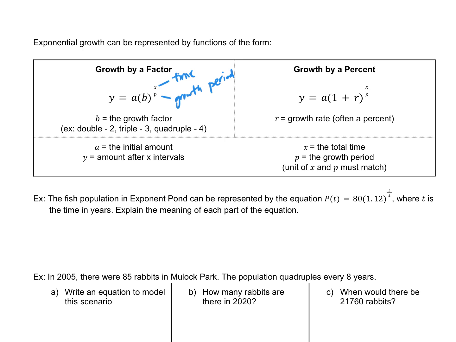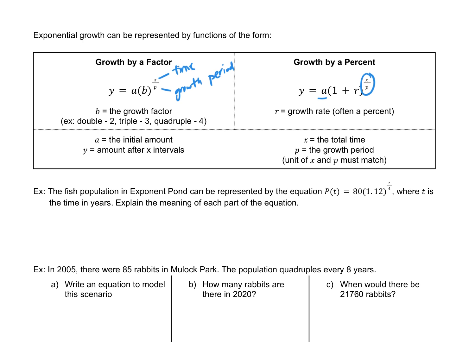Likewise, if we have growth by a percentage, we still have A for the initial value. We still have the same exponent where we're doing time divided by growth period. But for our base, because we're not given that double, triple, and we're given a percentage instead, you take 1 and you add in your growth value, like we did with the 1.25. So let's look at a couple of examples.